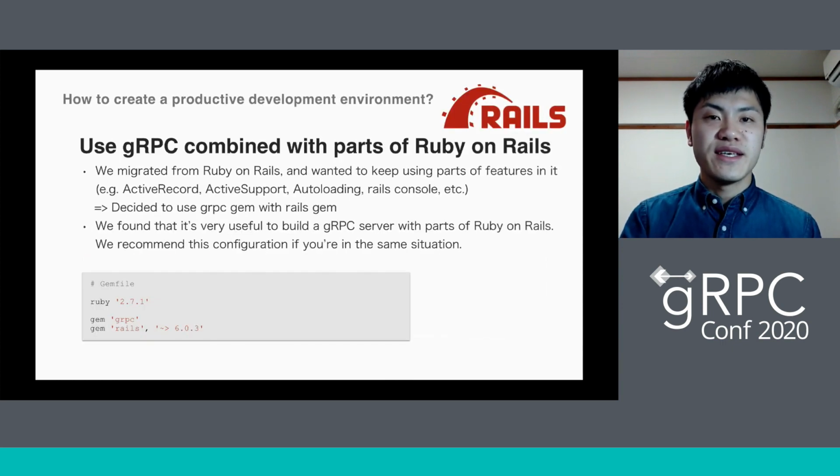For productivity, we decided to use gRPC combined with parts of Ruby on Rails. As background, we migrated from Ruby on Rails and wanted to keep using parts of features in it. So we decided to use gRPC gem with Rails gem. And we found that it's very useful to build a gRPC server with part of Ruby on Rails. So we recommend this configuration if you are in the same situation.